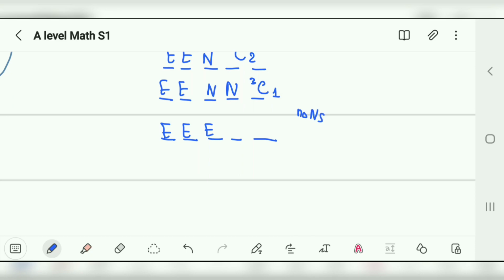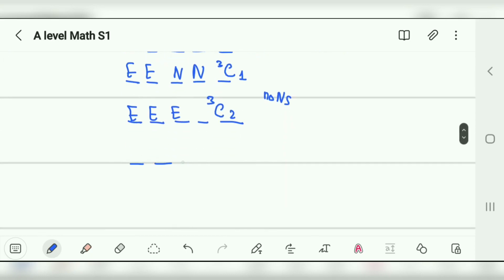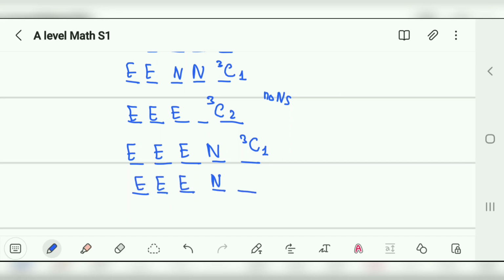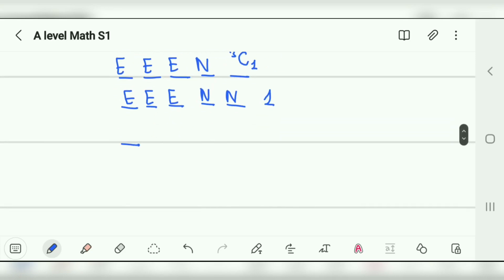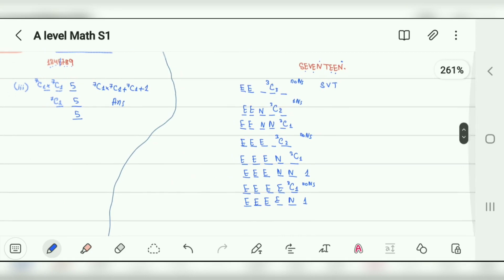Okay, so it's going to be 3C2 again. Then there's 1 N, so 3C1. Then 3E and 2N, this is going to be 1. And now we have 4E with no N, so it's going to be 3C1. And then we can have the last line, and this is 1. So I think this is correct.